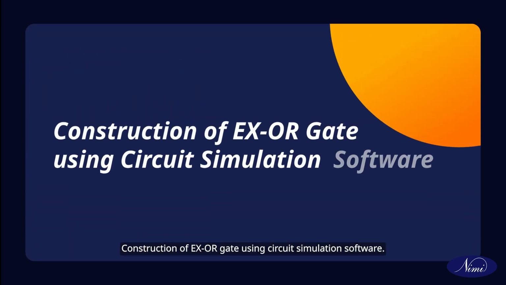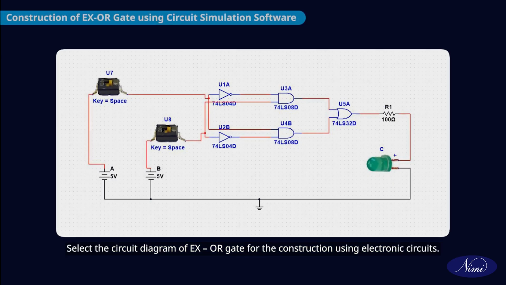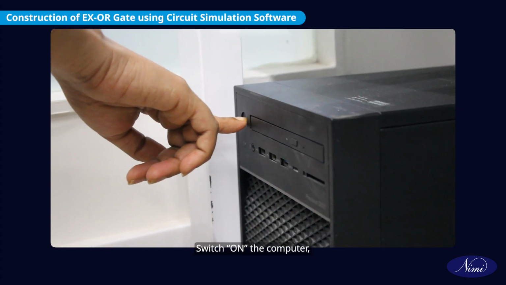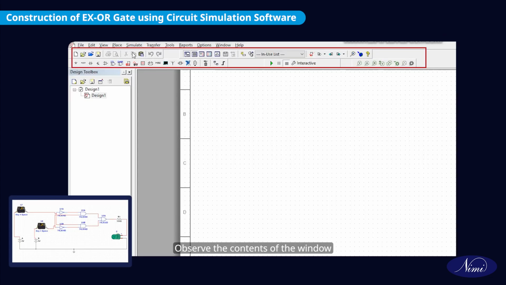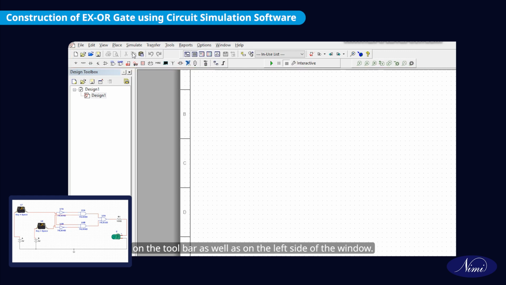Construction of XOR gate using circuit simulation software. Select the circuit diagram of XOR gate for the construction using electronic circuits. Switch on the computer, open the simulation software through the Windows Start menu or click on the simulator icon on your desktop and get the first screen. Observe the contents of the window and identify different menu items arranged horizontally on the toolbar as well as on the left side of the window.